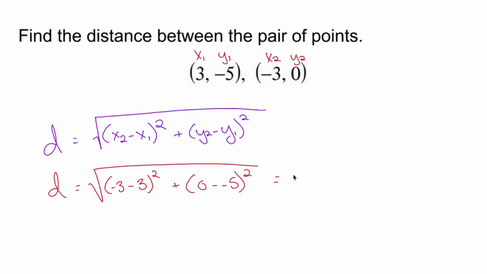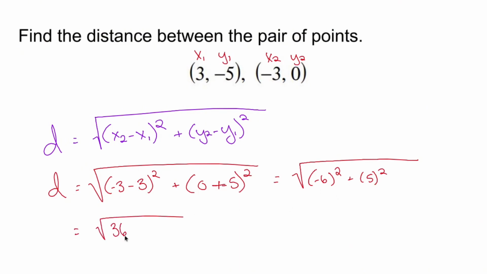And now it's just a matter of gross Pythagorean theorem looking stuff. -3 minus 3 is -6 squared. The double negative becomes a positive, so you get plus 5 squared. That's going to equal -6 times itself is 36, plus 5 times itself is 25. And when you add those together, you get the square root of 61.